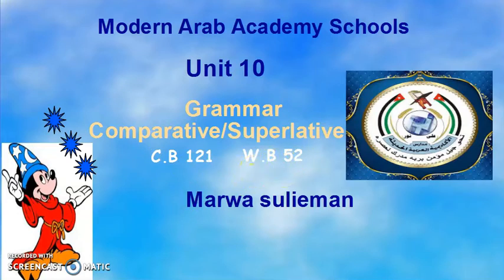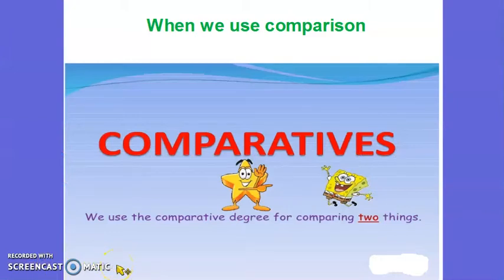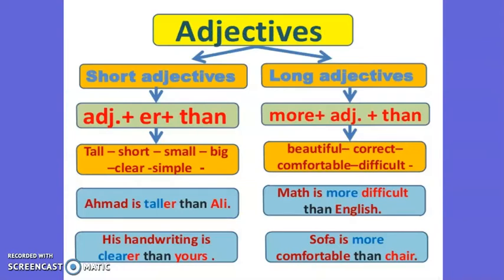In the previous video, we talked about the comparative form of the adjective, which we use to compare between two things or two people. We talked about the form of the comparative adjective. We talked about the short adjectives and the long adjectives.